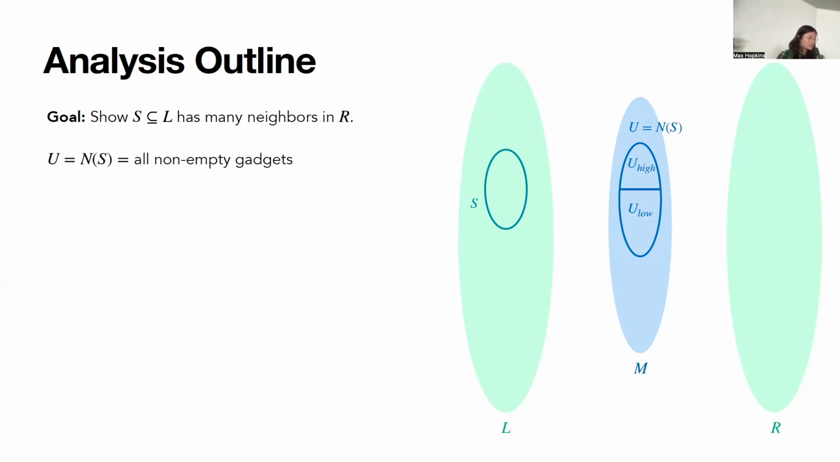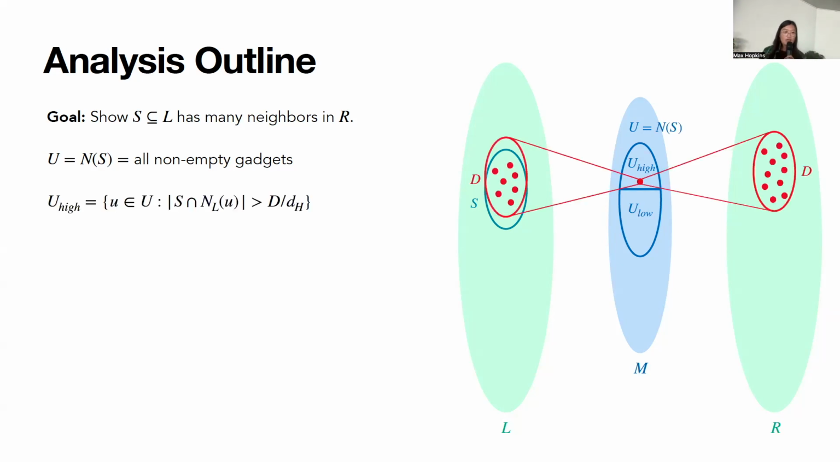Once you have the set of gadgets, U, we're going to split U into good gadgets and bad gadgets. The good ones will be U low and the bad ones will be U high. Let me tell you why they're good and bad. U high, let's start with the bad ones, consists of all the middle vertices that have many neighbors on the left in S. In particular, more than D over dh many vertices on the left in S. So if you have a lot of neighbors in S on the left, then imagine placing the gadget on these vertices. The gadget has degree dh.